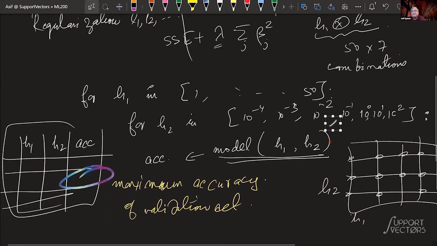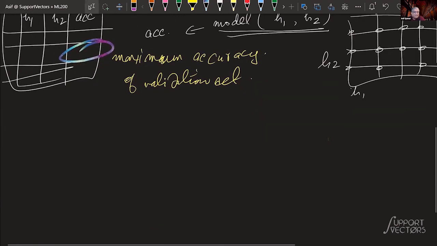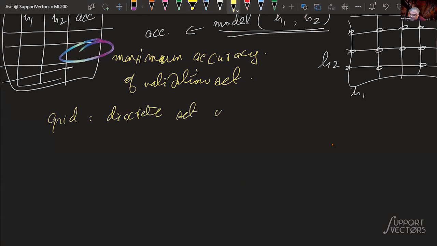Does that make sense, guys? It's a simple idea, isn't it? Take every possible combination of the parameter values, take some discrete values. That's why the word grid. Grid implies a discrete set of values. And when you take a discrete set of values and you go about searching for it, you'll find some combination that is good.